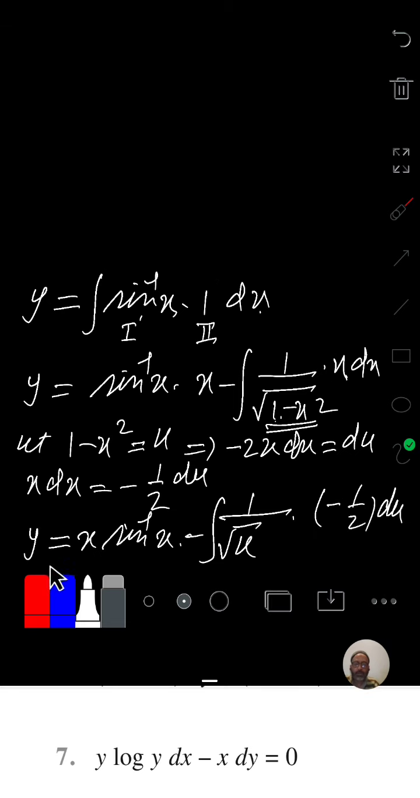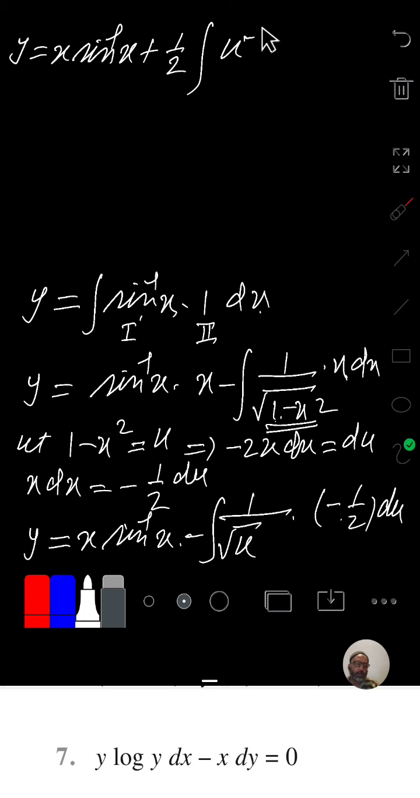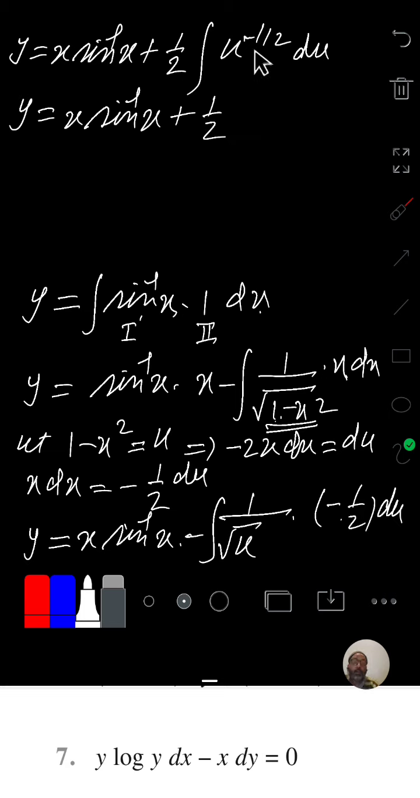Now proceeding from this step, we have y is equal to x sine inverse x. This minus half is taken out of integral because this is constant coefficient. So minus into minus becomes plus half integral. The root u in the denominator may be written as u raised to the power minus half in the numerator du. Y is equal to x sine inverse x plus half integral of u raised to the power minus half is u raised to the power plus half upon plus half plus c.